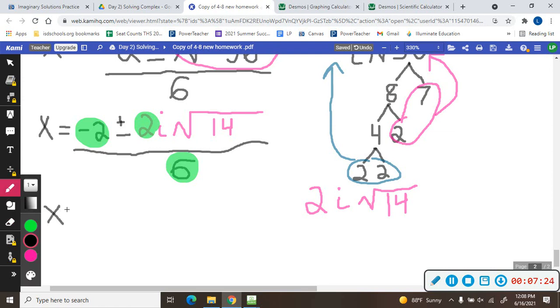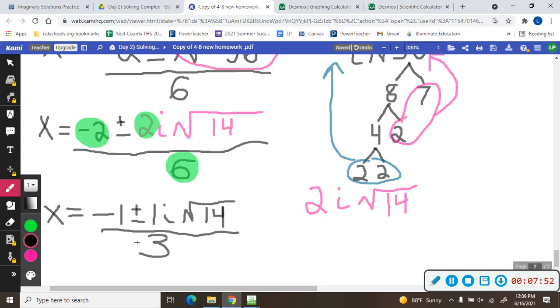So I'm going to take negative 2 divided by 2, and I get negative 1. So x equals negative 1. 2 divided by 2 is 1, so I get 1i. And this is the square root of 14, and that's an i. I know it looks kind of funny. And then 6 divided by 2 is 3. So there's my two solutions: negative 1 plus 1i square root of 14 over 3, and negative 1 minus 1i square root of 14 divided by 3.